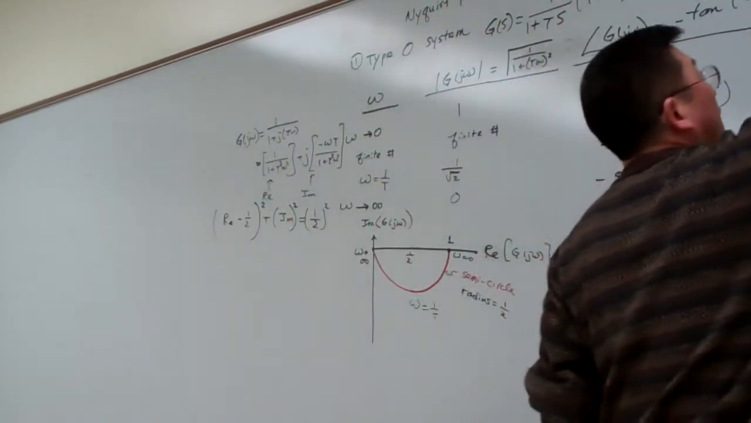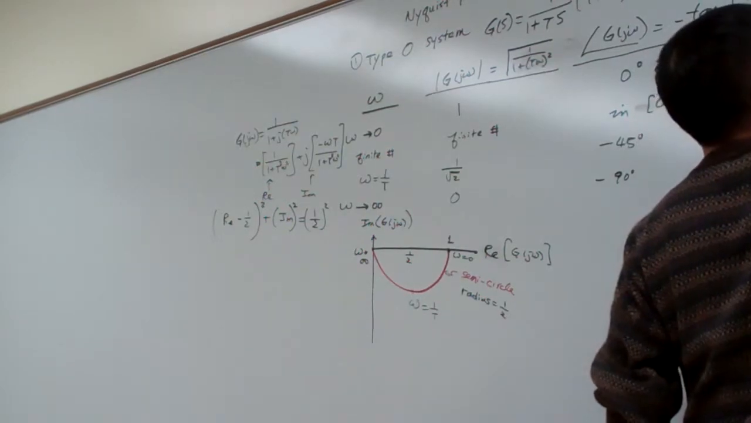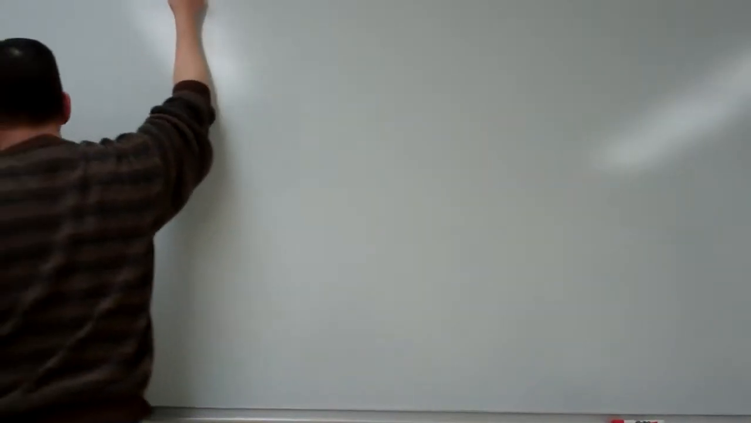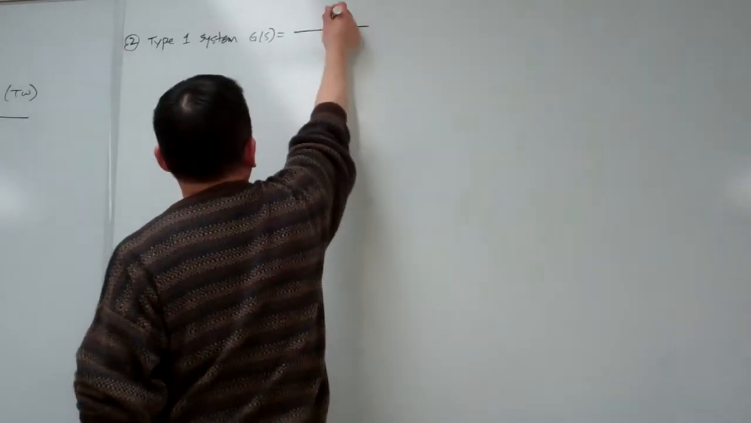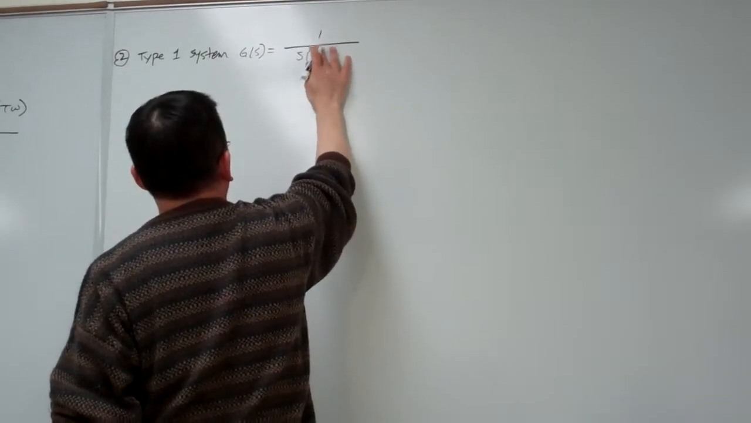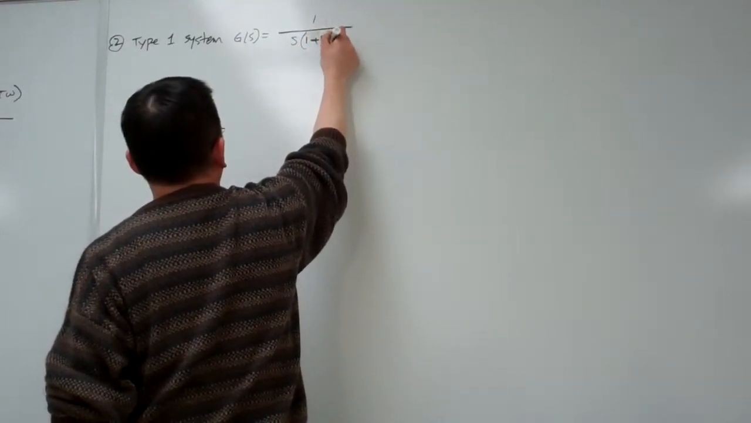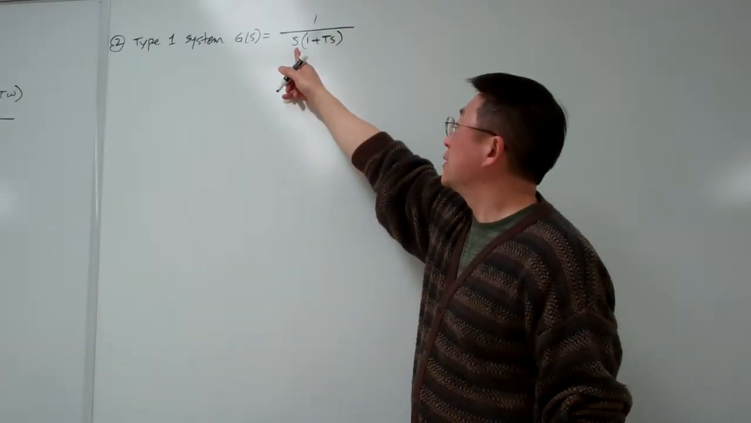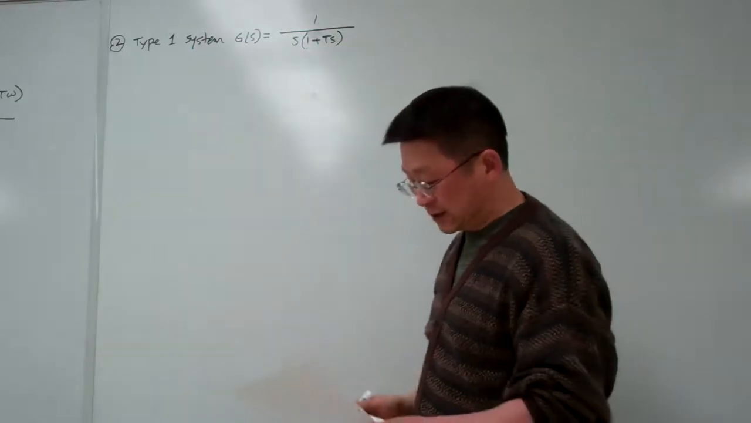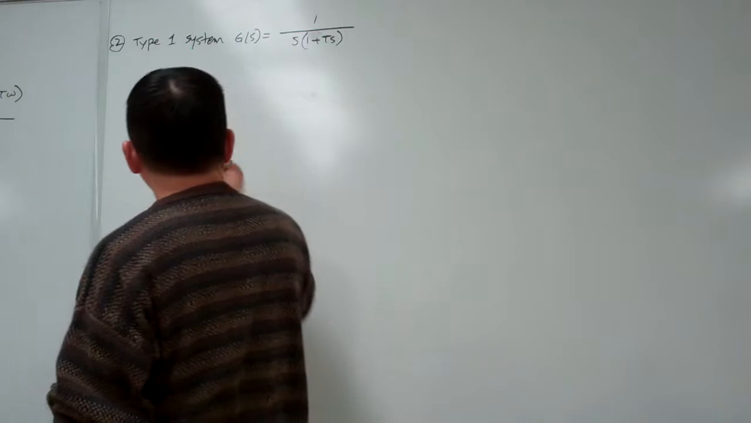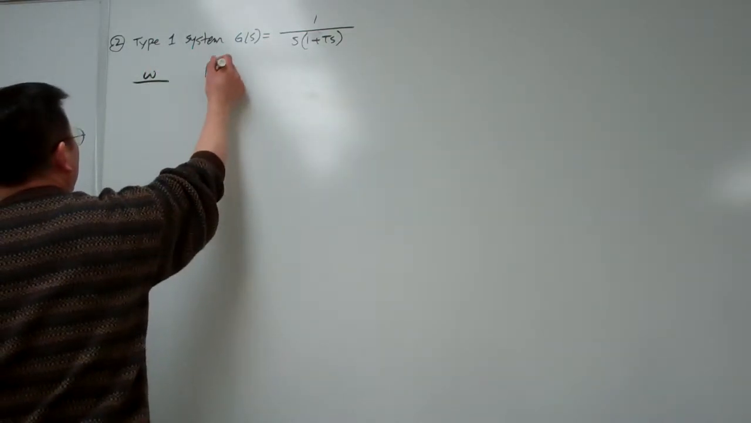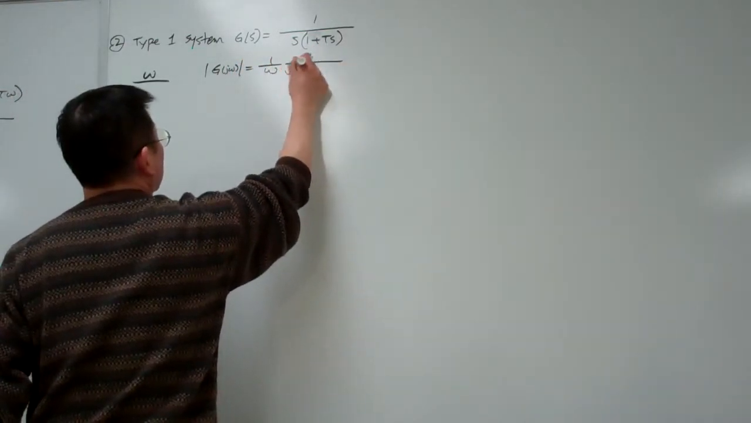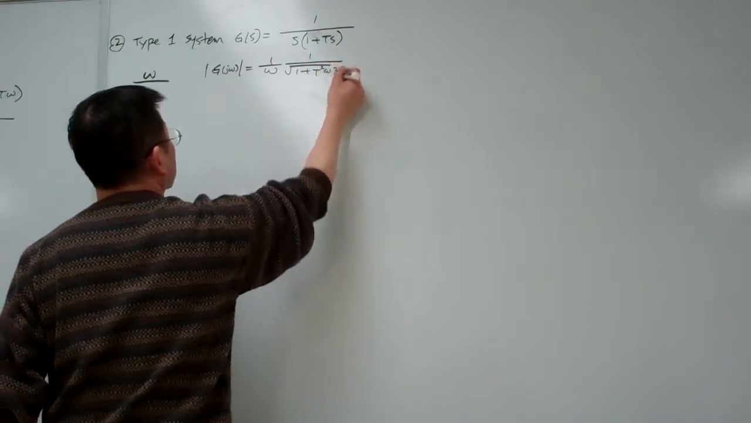Then the second one we compare is the type 1 system, and G(s) will be equal to 1 over s(1 plus Ts). Okay. So for this system, we have the integrator here, so that is a type 1 system. In a similar way, we can have the magnitude of G(j omega) equal to 1 over omega times the square root of 1 plus T squared omega squared.